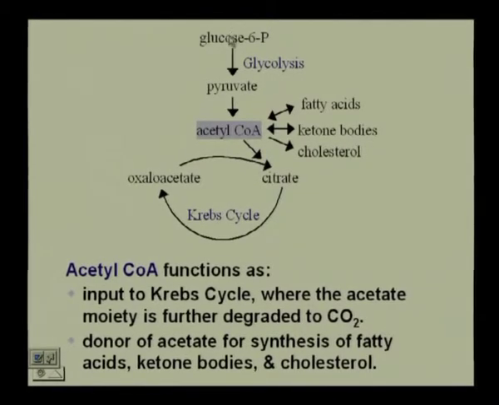So, this is what we have. We have glucose getting to pyruvate, and now we have acetyl-CoA that is going to be the input to the Krebs cycle, where this acetate is going to be broken down into carbon dioxide. And we are going to have this acetyl-CoA also involved in other components, for the synthesis of fatty acids, ketone bodies and cholesterol, but that is beyond what we are going to do. We need to know that acetyl-CoA is going to the Krebs cycle, and we need to know what is going on in the Krebs cycle.